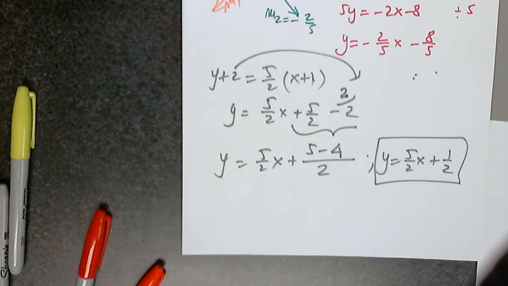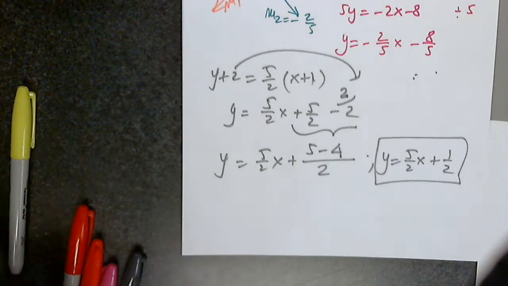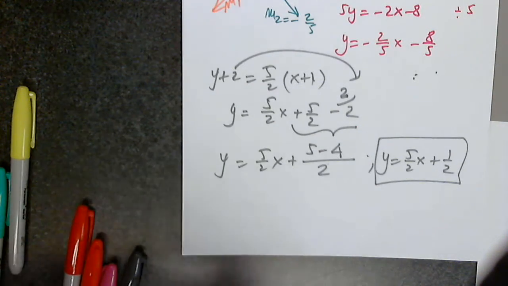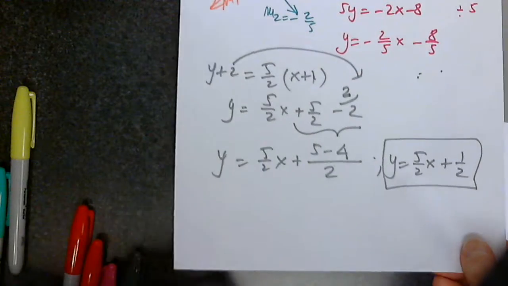So can anyone tell us what this is? This is the equation of the line passing through negative 1 comma negative 2 and perpendicular to the given line. Good. Any questions?